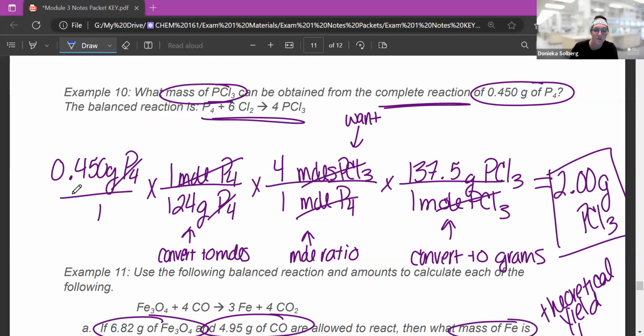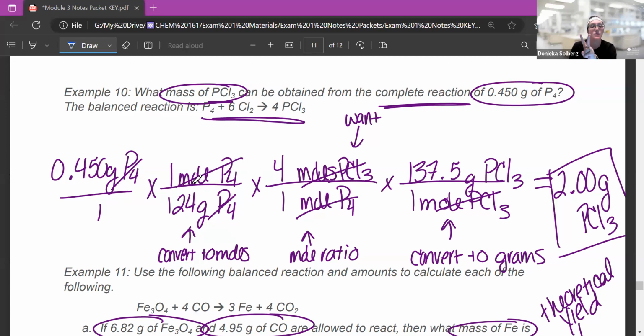Okay, start with your number, convert to moles. So, well, I have this many grams of P4. What is the molar mass of P4? Well, it's 124 grams of P4 is 1 mole. That will cancel out my grams. That'll get me to moles. So this was step number 1, convert to moles. Now don't do your math until the end, set it up first.